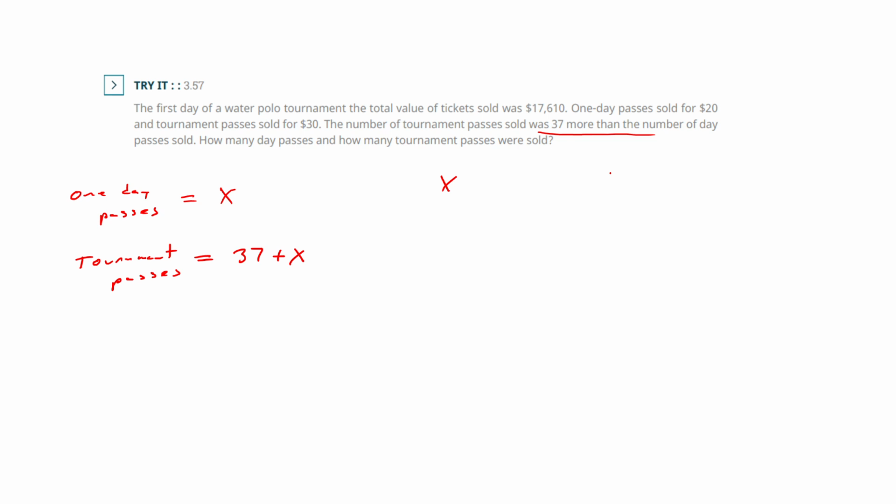Okay. This is the number of each of the passes that were sold, but how much are they worth? The 1 day passes are 20. The tournament passes are 30. If you add that, now it's a total amount of money because you multiplied it by the value of each one. That's how much money from each of those. It adds up to 17,610.